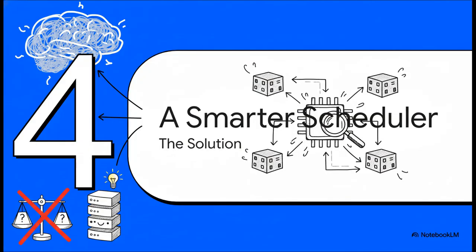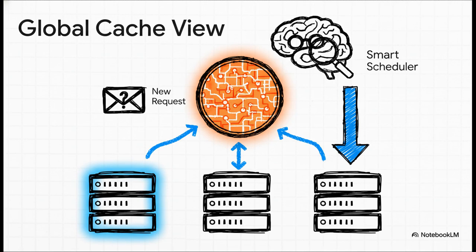Well, engineers came up with a really brilliant solution. Instead of using a dumb load balancer that just throws requests around randomly, they built a smart scheduler, one that actually knows where all the caches are. It's actually super clever. Think of it like this.